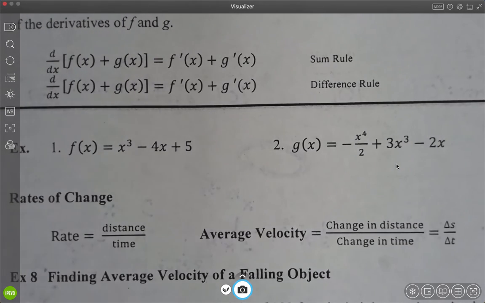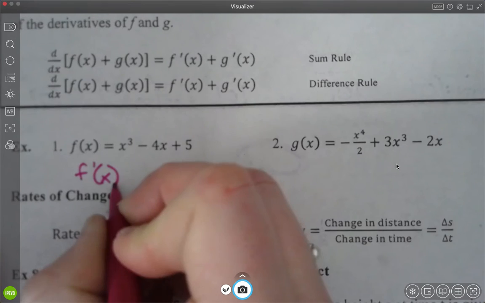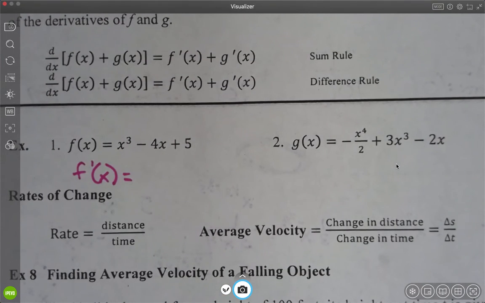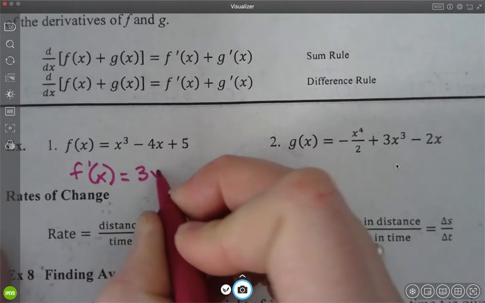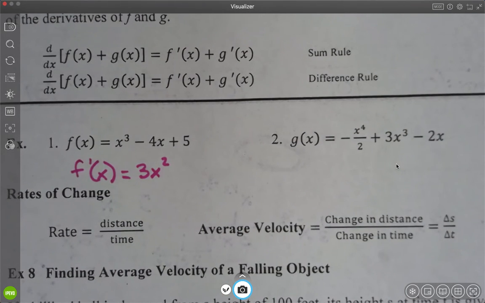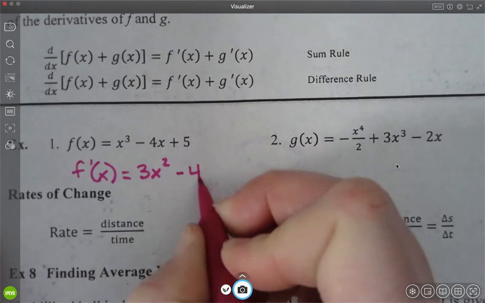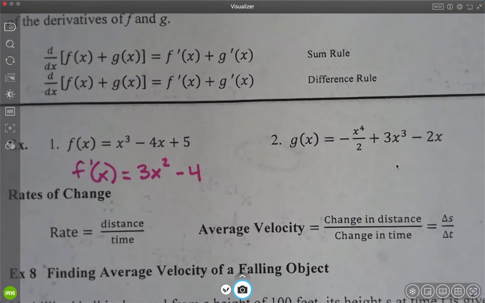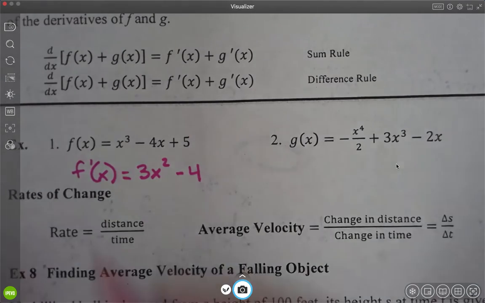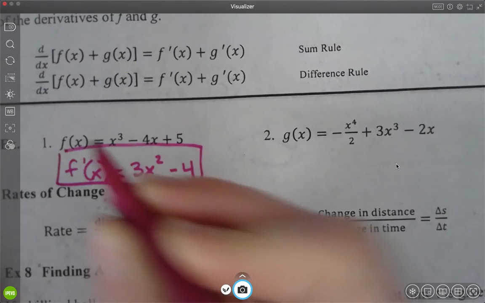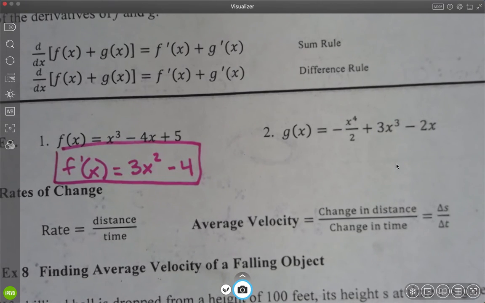So f prime of x is what we'll call it, okay? Derivative of x to the 3rd power: 3x squared. What's the derivative of negative 4x? Just negative 4, right? The 1 comes down in front. It's x to the 0 power. You will find that will happen every time you have just a number times x. The x will basically drop off and the number is just left there. And what happens to the 5? It goes to 0, so you could put plus 0 on the end of this if you wanted to. But this is it. This is your derivative. Okay?